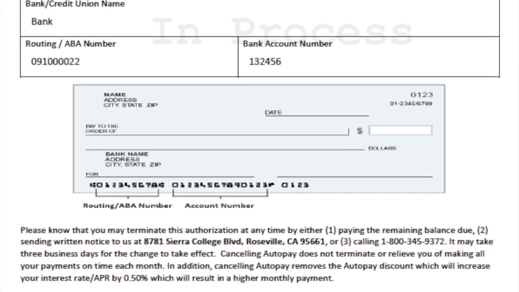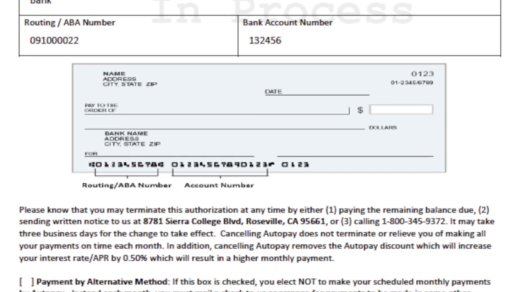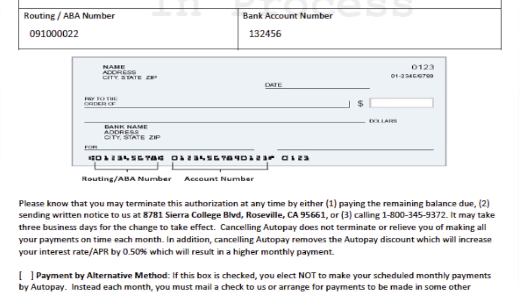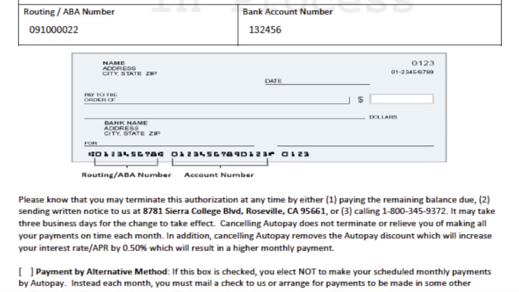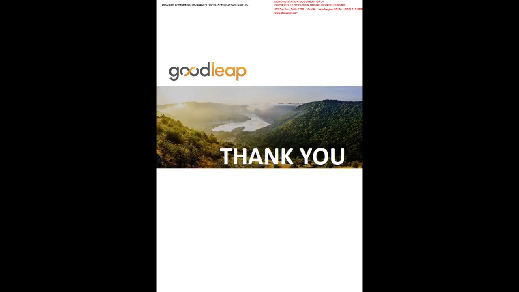So what the lender does not want is that they get the loan funded and they're trying to chase down a customer to put their auto pay info in. They never do. In this case, it's like, if you don't sign it, we're either going to raise your rate or just not fund the loan. So figure out what you want to do. But that's it for the GoodLeap agreement.